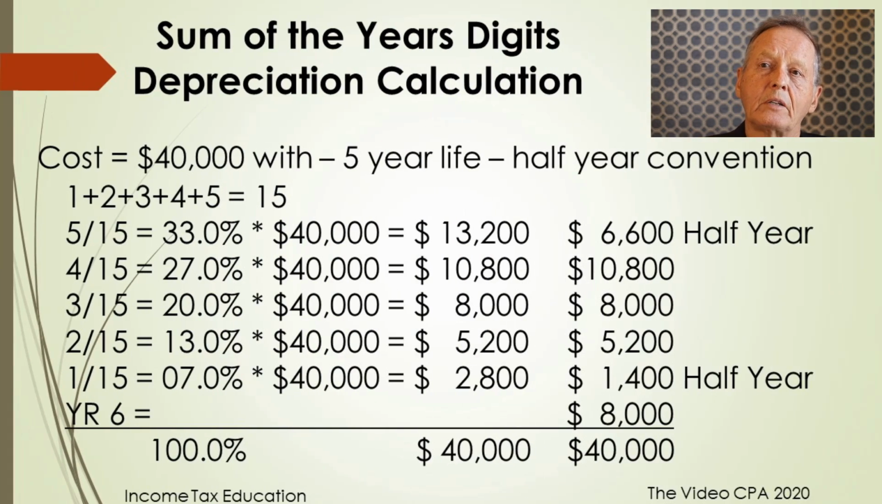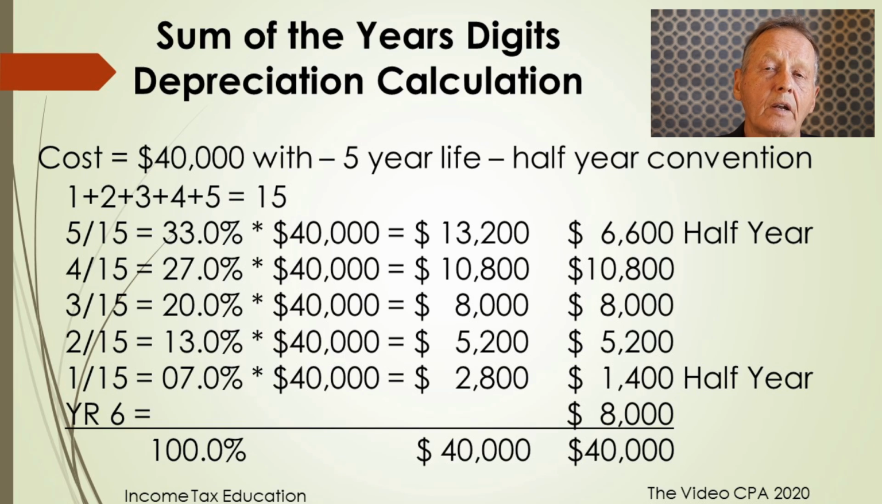So let's talk about sum of the year's digits. Even though you may not use it very much, you need to understand kind of how it's calculated. So we've got an example here of $40,000 with a useful life of 5 years, and we're using the half-year convention on this. The sum of the year's digits is exactly what it says it is. You actually sum every number for that depreciation method.